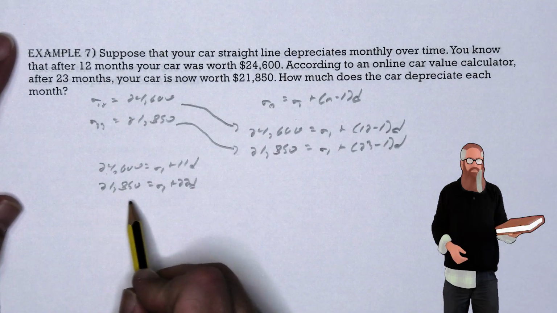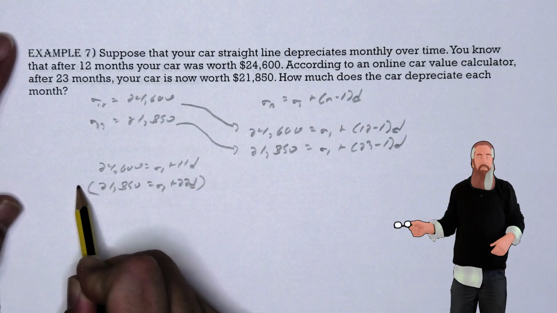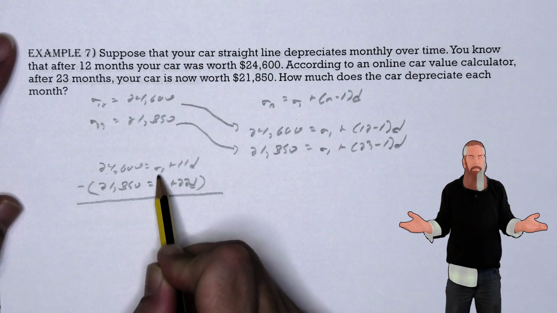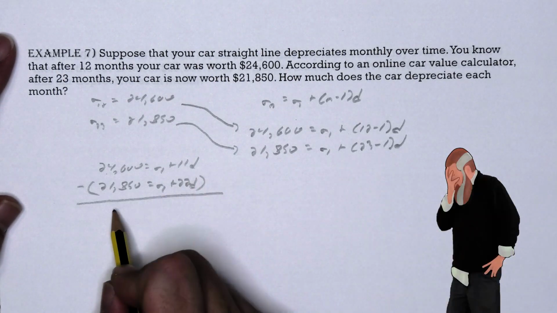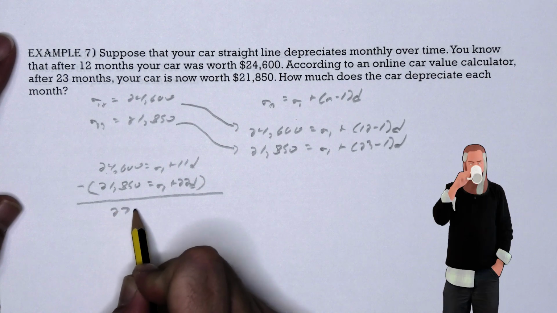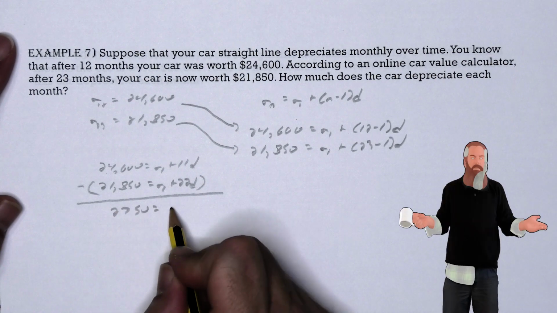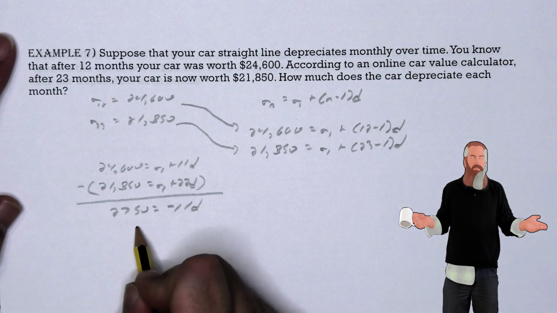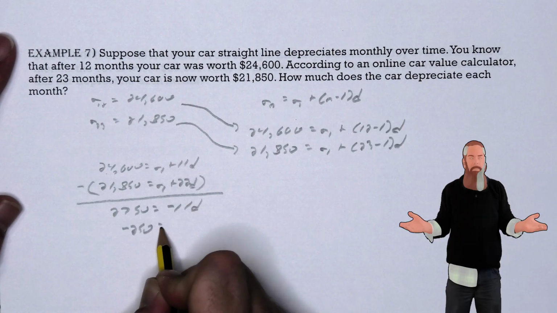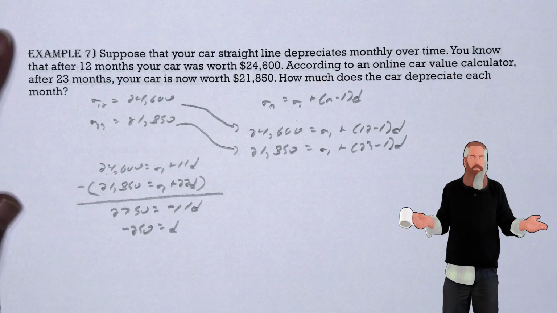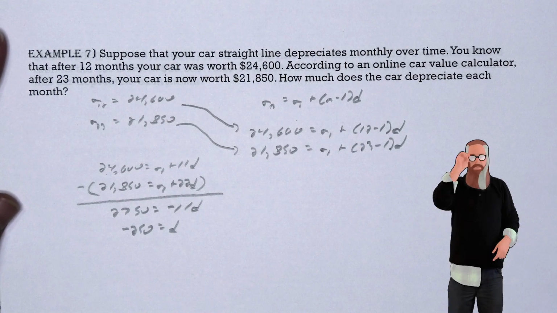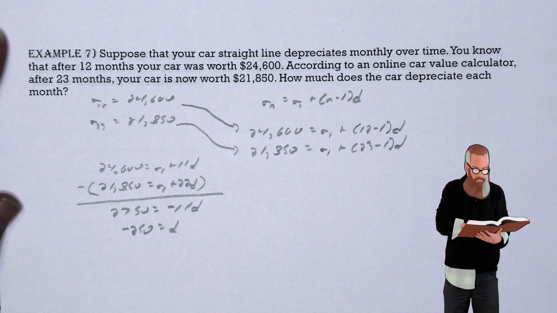Let's subtract this whole second equation from the first equation, allowing us to eliminate the A sub 1s and be left only with the d. That's going to give us 2750 equals negative 11d, or negative 250 equals d. So the common difference is negative 250. This can be interpreted as a drop in the car value of $250 every month.